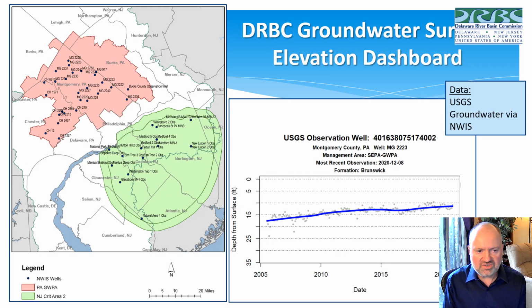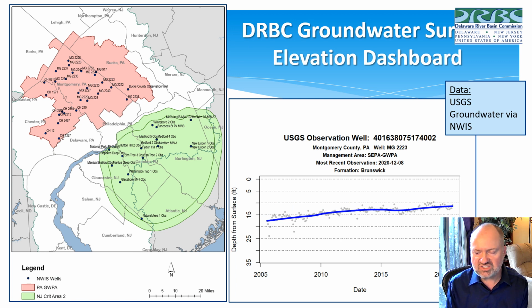There are two parts of the basin where groundwater is managed. In Pennsylvania, the salmon colored area on the map is called the Southeast Pennsylvania Groundwater Protected Area. And in New Jersey, it's Critical Area 2. Each of the points on the map is a well that's monitored by USGS. And again, we pull all of the data for all of those wells, and we develop the plots like you see on the right-hand side and feed them up to a dashboard.